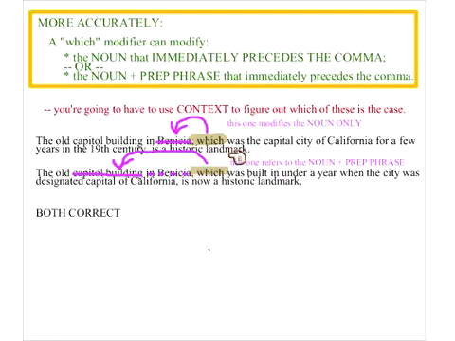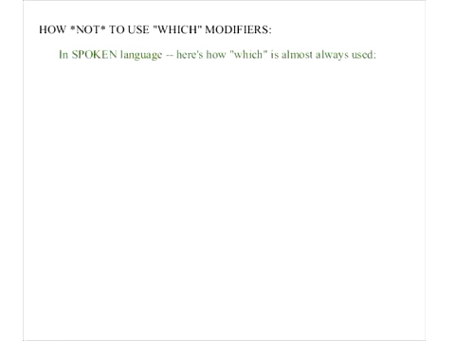Okay. Now, just a quick review. I think most of you know this stuff already, so we'll blaze through this really quickly. But let's talk about how not to use a which modifier. As usual, spoken language is not the same thing as written language. This is an ongoing theme in sentence correction, that you should not correct sentences to be like the way that you talk. But this is especially urgent in the case of modifiers, where very, very few modifiers are ever used the way that they're used when people talk. Like in spoken language, here's how which is almost always used.